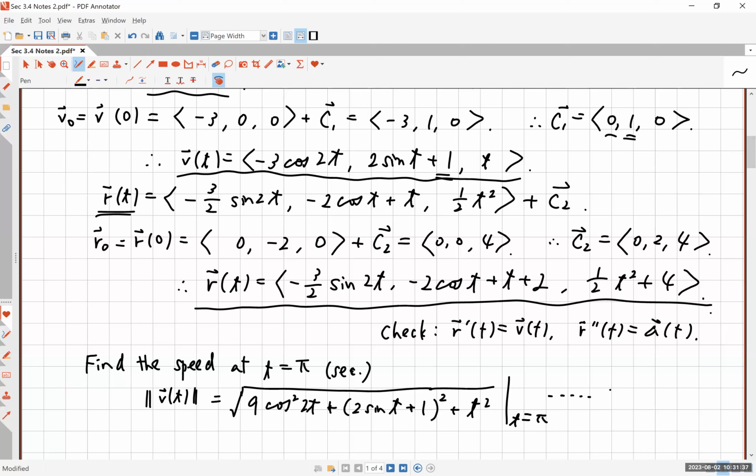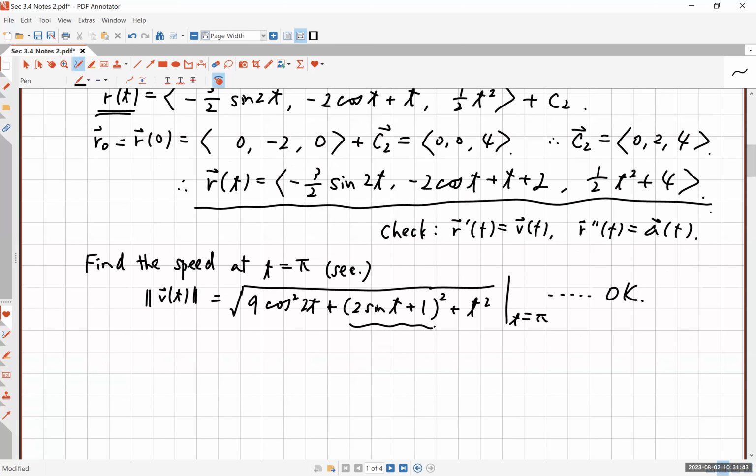Now you could do this. It's a mess, right? Because you have to open this up and try to multiply this out. So I wouldn't recommend this. If you are given a specific point, or t is equal to pi, just try to find out v of pi.